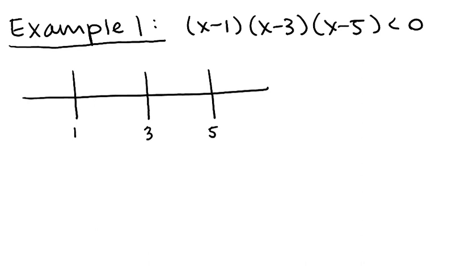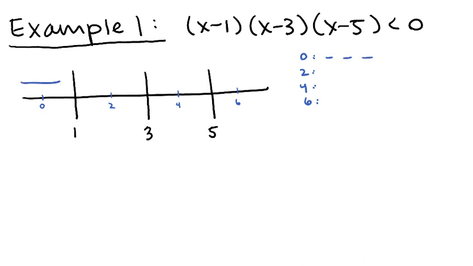Then you just choose a representative from each subinterval. So that's 0, 2, 4, and 6. And then you test out each of them. Okay. When x is 0, I have negative 1 times negative 3 times negative 5. So that's negative times negative times negative. It's going to be negative.